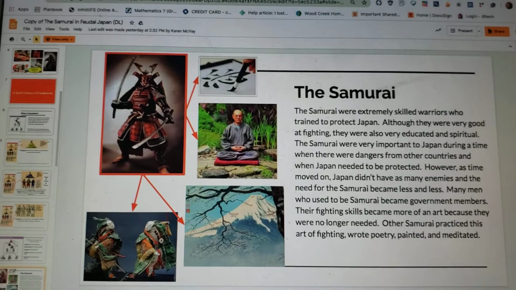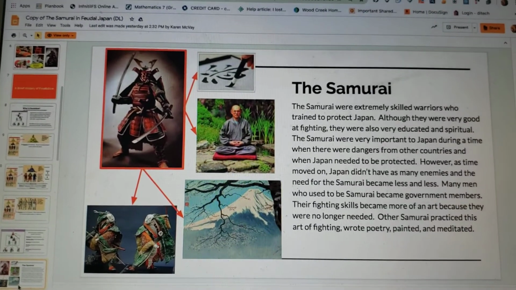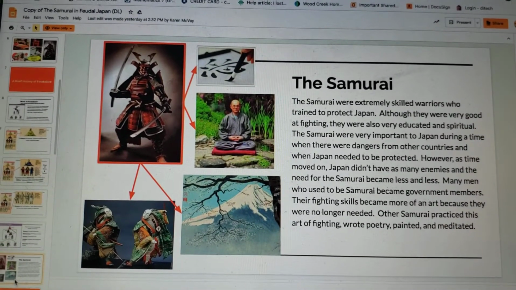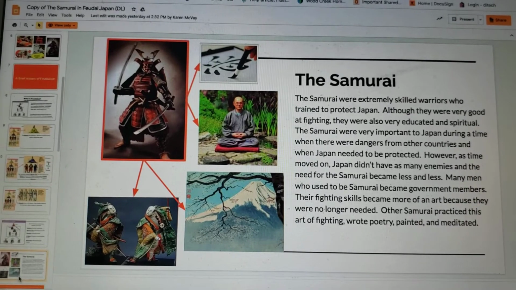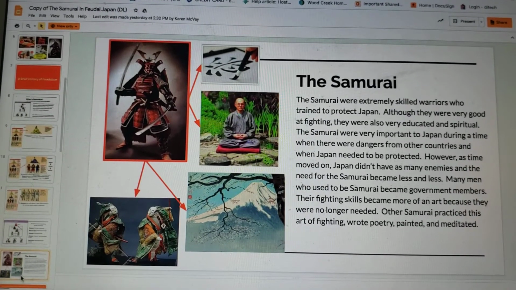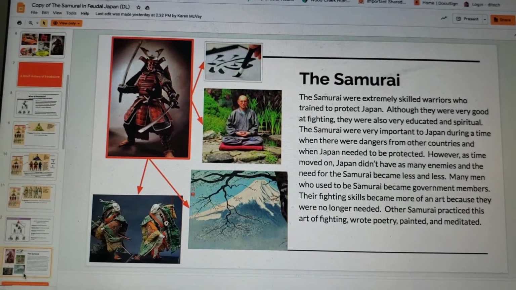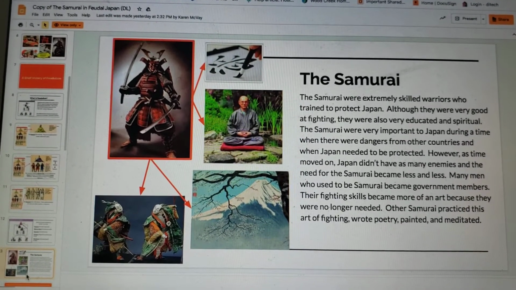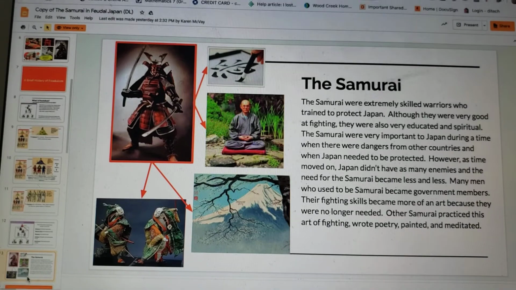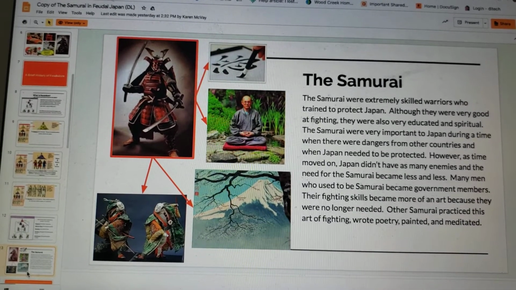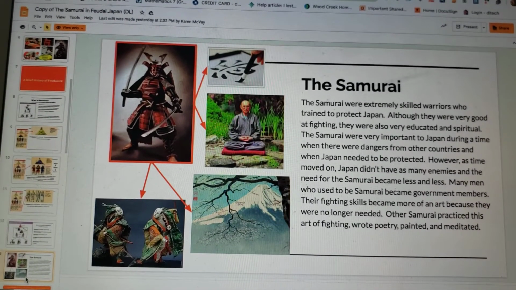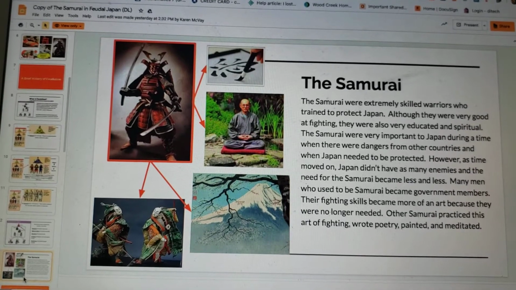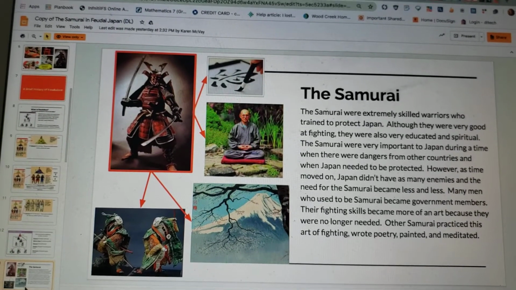Slide 13. The samurai. The samurai were extremely skilled warriors who trained to protect Japan. Although they were very good at fighting, they were also very educated and spiritual. The samurai were very important to Japan during a time when there were dangers from other countries and when Japan needed to be protected. However, as time moved on, Japan didn't have as many enemies and the need for the samurai became less and less.